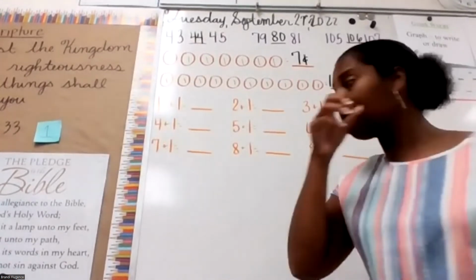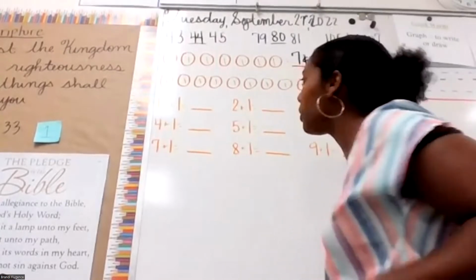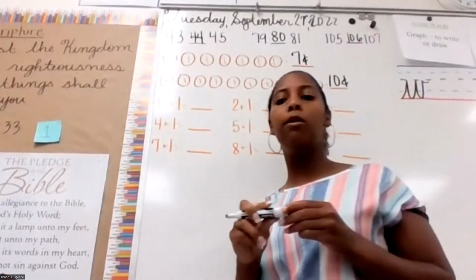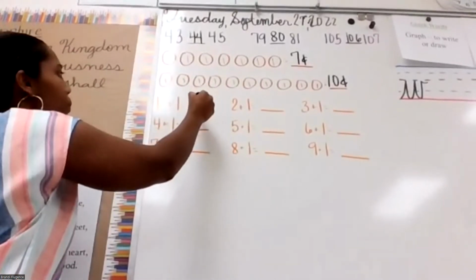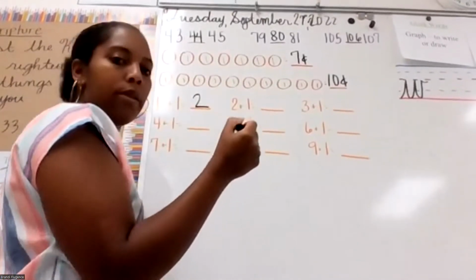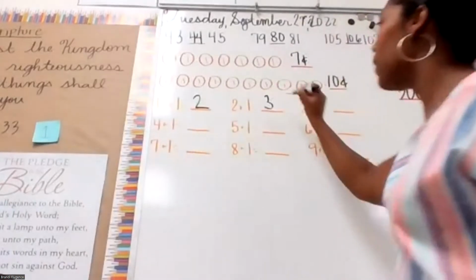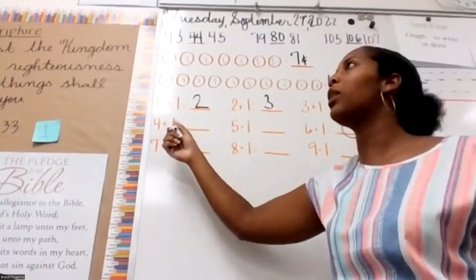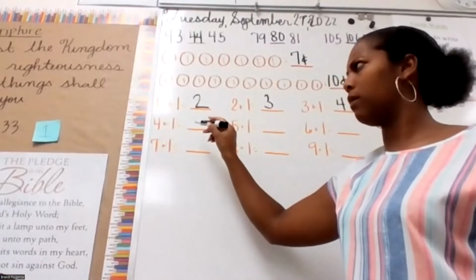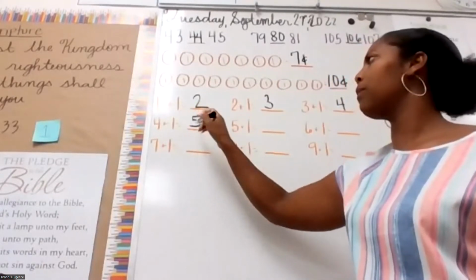All right, so let's start with the first one. 1 + 1. Does anyone know what 1 + 1 equals? You can tell me. 2. Okay, 2 + 1. 3. 3 + 1. 4. Say it before you shout it. 4 + 1. 5. That's why we've got to think before we say it.